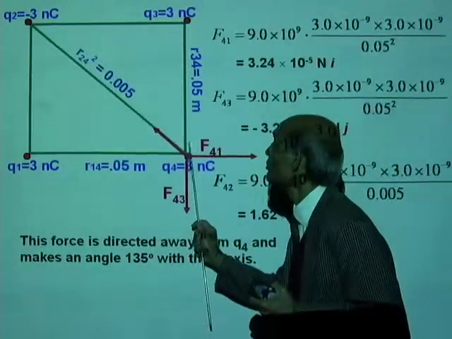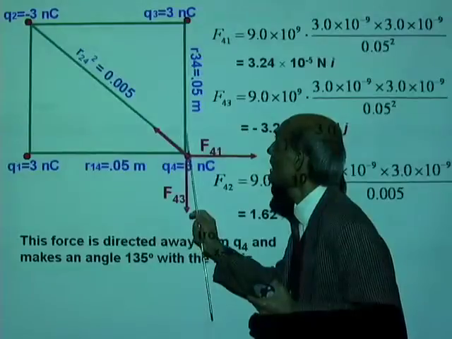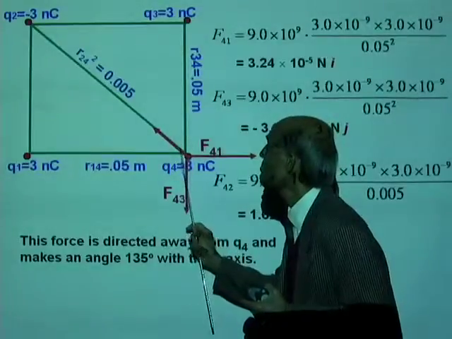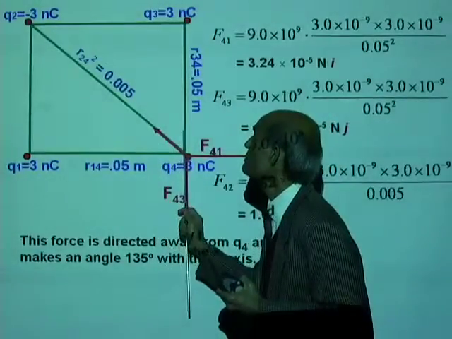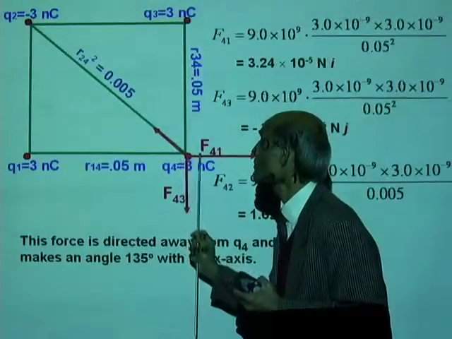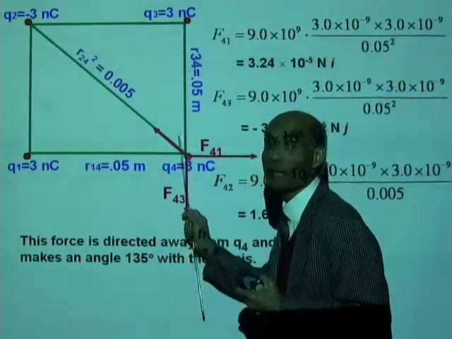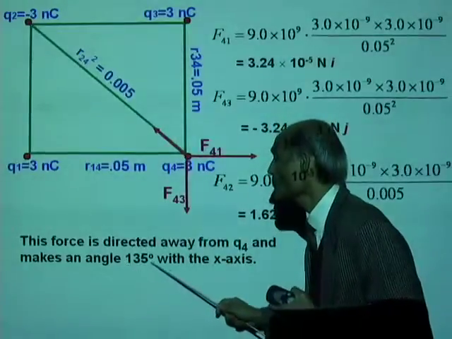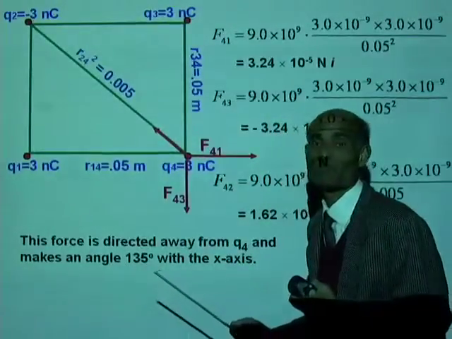Why? This is a right angle, 90 degrees, and this right angle is bisected here. So this will be 45 degrees. So this angle, total angle, will be 90 plus 45, 135 degrees.